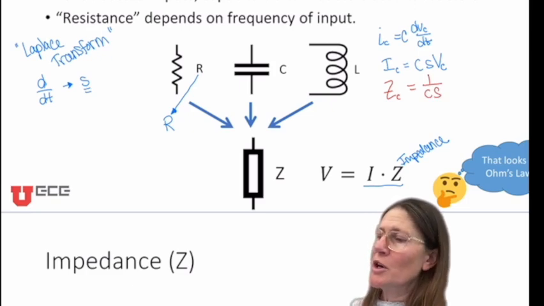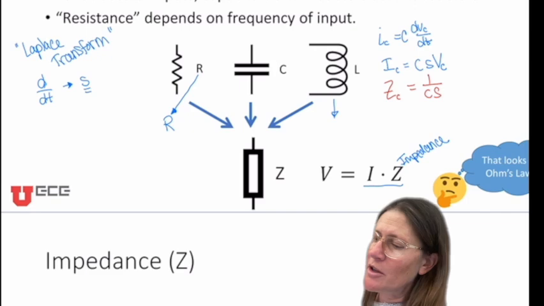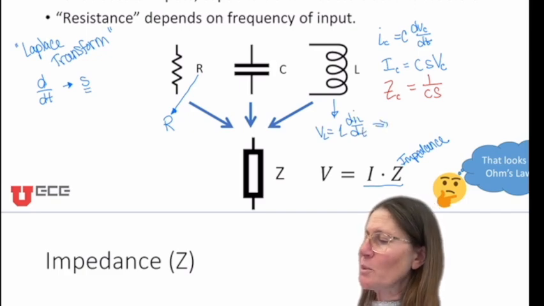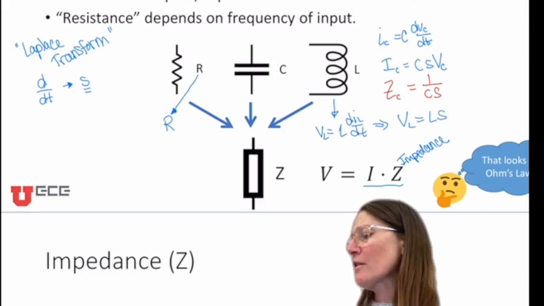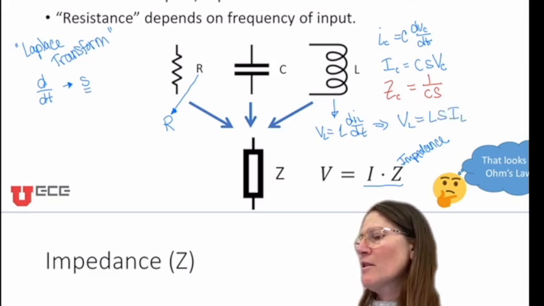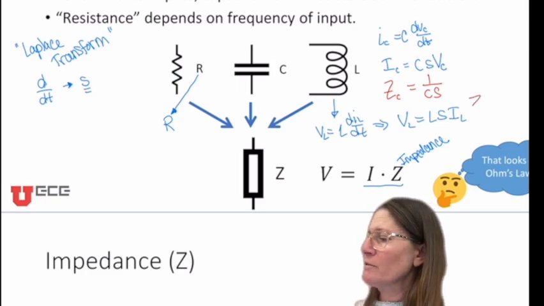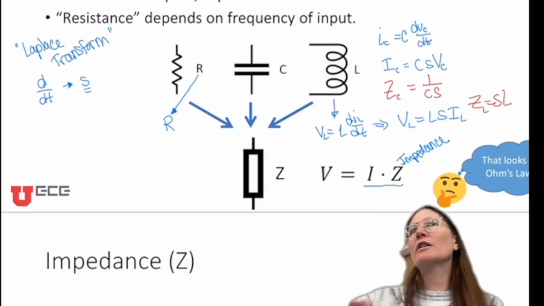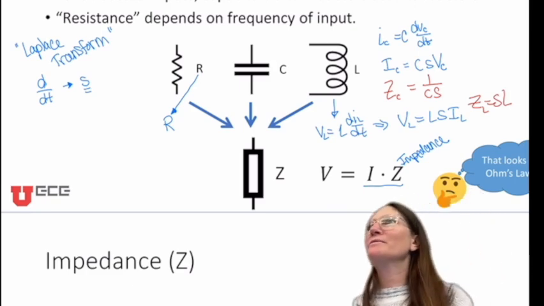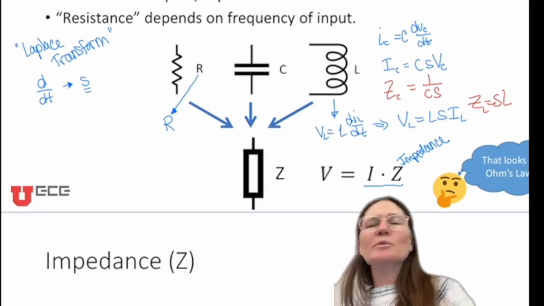And then for the inductor, you had VL was L diL/dt. So this becomes VL equals L S IL. And your impedance here is SL. So now we treat them just like resistors, and we can analyze the whole circuit using that. So that's what we're going to get into next week.